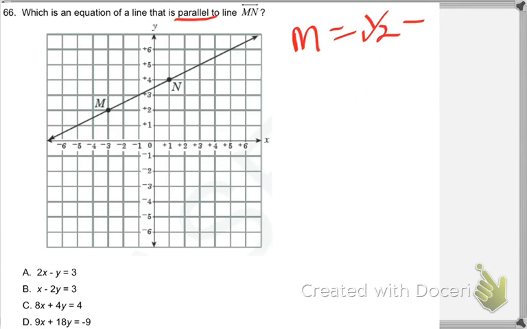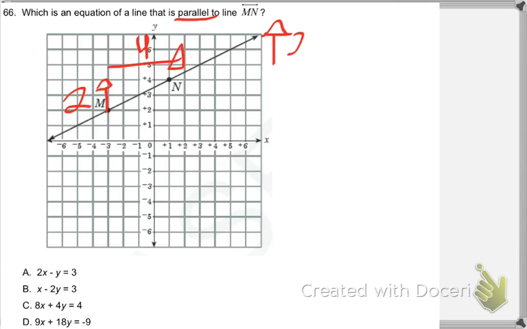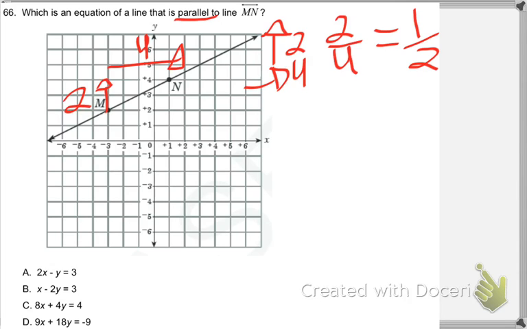All right, let's just count. Pick 2 points and count. I'm going to pick their 2 points because they're already marked. It goes up 2. It goes over 1, 2, 3, 4. So it goes up 2 over 4, which simplifies to 1 over 2. Okay, so the slope is 1 over 2. That's the slope, and we're parallel, so that's our slope also.